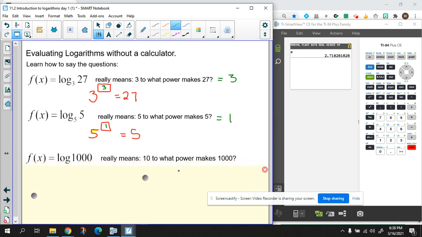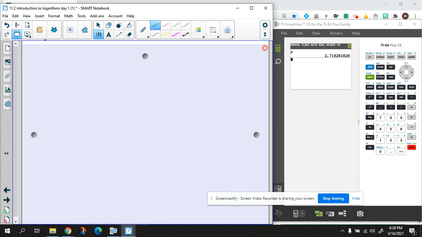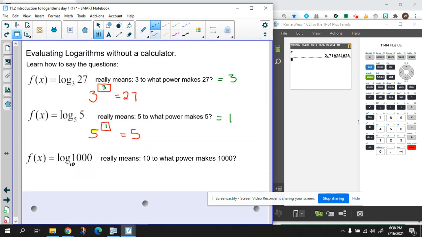Another example, log of 1,000. Refreshing your memory, if they do not put a base there, then we understand that it's log base 10, the common log. So this really means 10 to what power would make 1,000? Log base 10 of 1,000.